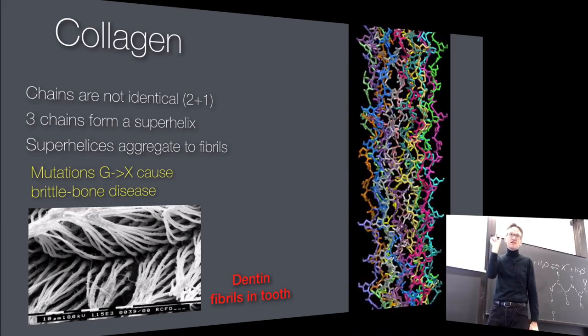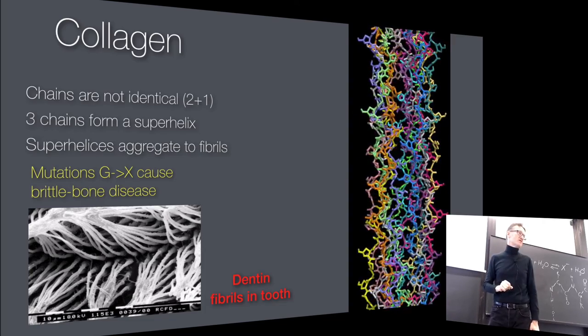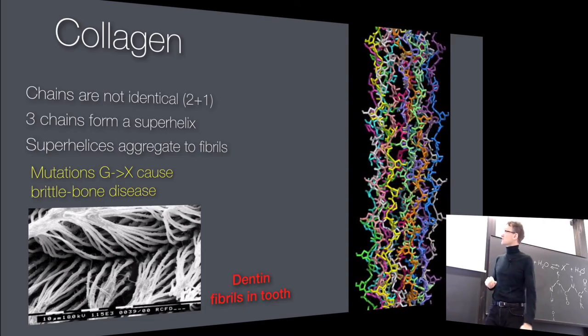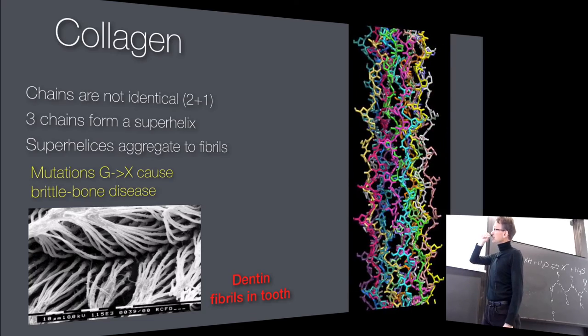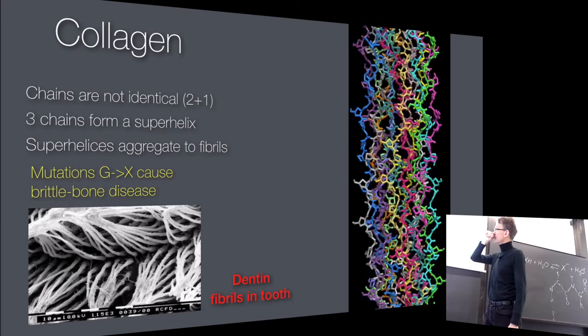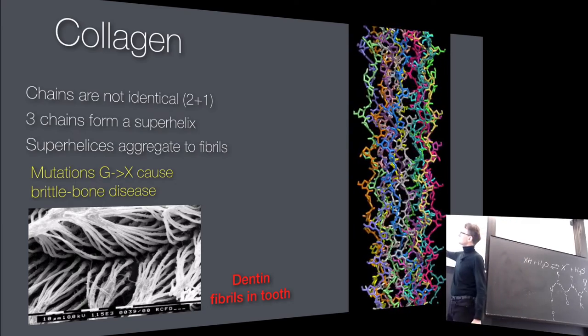So you only need a very small gene coding for those three amino acids. And then by repeating it, you can create gigantic structures. And you can actually see this in electron microscopes, for instance, if you're looking at a tooth or something.